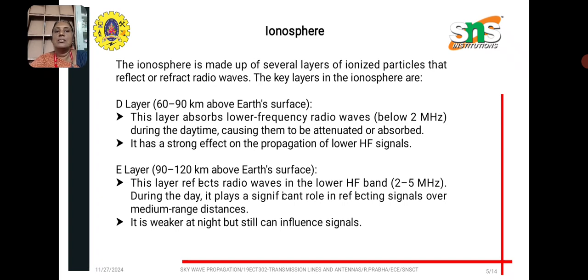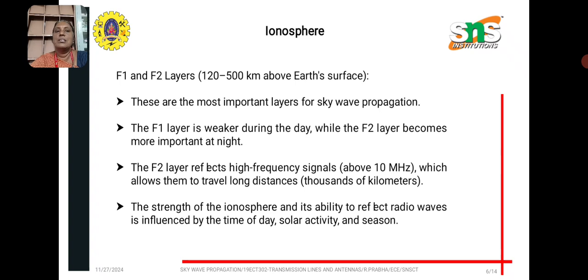And the E layer is 90 to 120 km above the Earth's surface. This layer reflects radio waves in the lower high frequency band, 2 to 5 MHz. During the day, it plays a significant role in reflecting signals over medium range distances. It is weaker at night but still can influence signals.